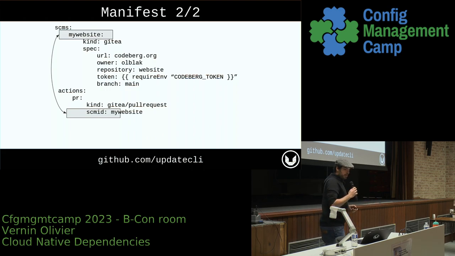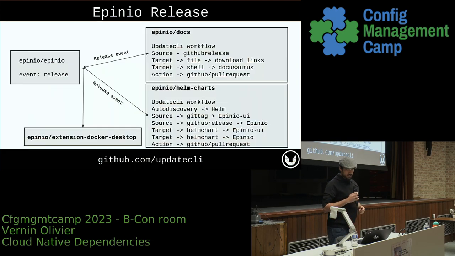And we specify also the action. So the action in this case, it's a GitHub pull request. So if something changed, we want to create a working branch, change the thing, push the thing. And then, for example, we could attach some labels. We can assign auto-merge, for example. There are a bunch of parameters that we can do. And then we define the manifest, and that's how it works.